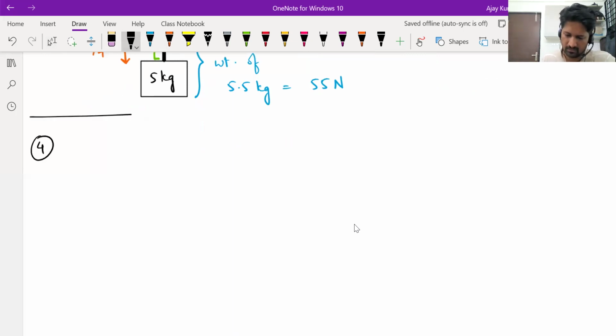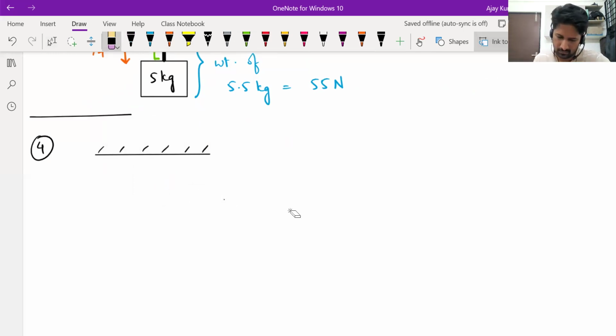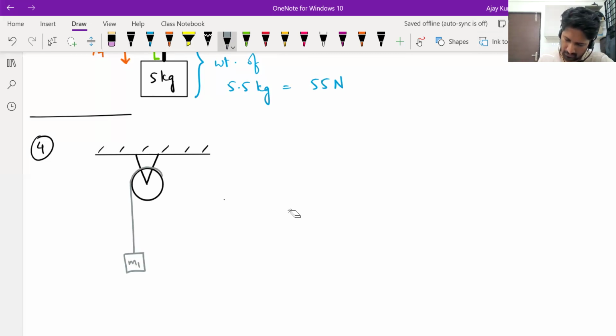Okay, let's consider a basic Atwood machine. Atwood machine is a simple pulley string system. Ideal pulley, ideal string. Assume two masses are connected, M1 and M2. Now, depending on which mass is heavier, you can tell to which side the system is going to accelerate. Okay. Let's assume M2 is more than M1.